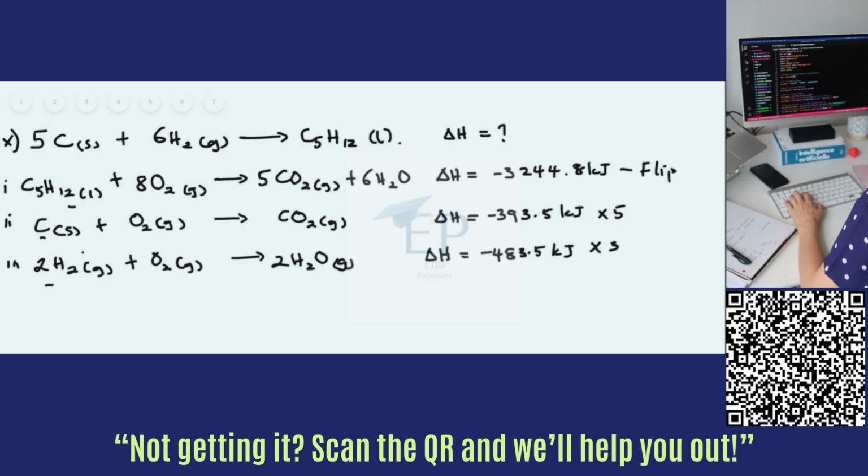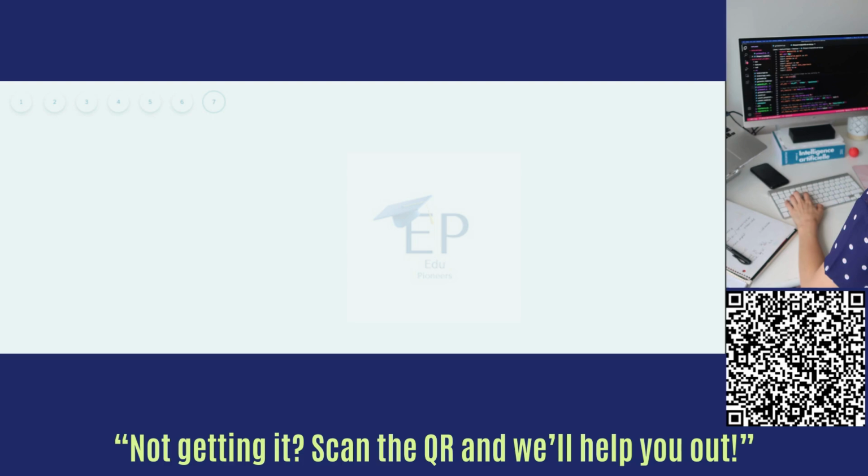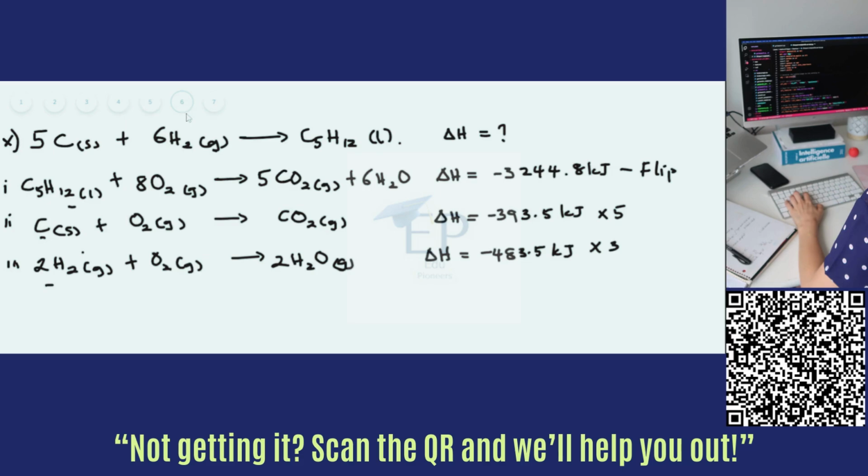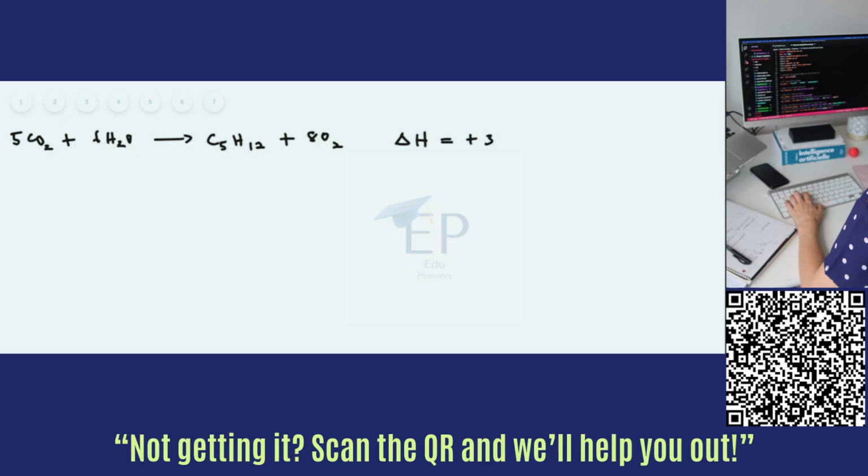So remember, we need to flip this first equation. So if we flip that, we'll have 5 CO2 plus 6 H2 to give C5H12 plus 8 oxygen. And whenever you flip, the sign for the delta H of the reaction will change as well. So previously it was minus 3244.8. So right now it's going to be plus 3244.8 kilojoules.